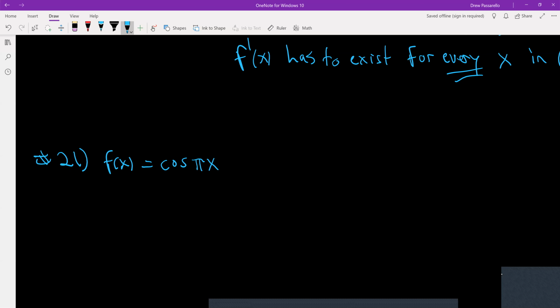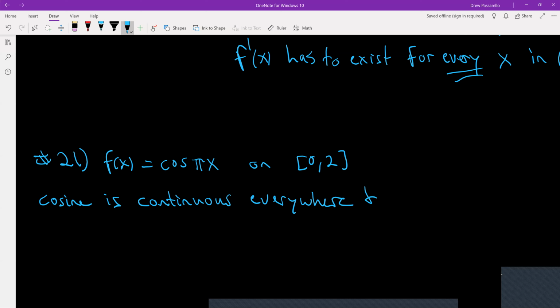So it's cosine pi x on 0 to 2. So we know the cosine graph is continuous everywhere. And its derivative exists everywhere because its derivative is sine, and the sine graph exists for all values. So it's differentiable everywhere.